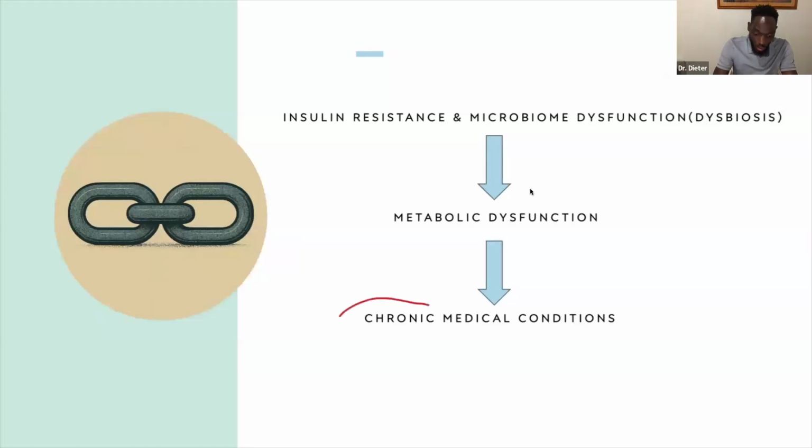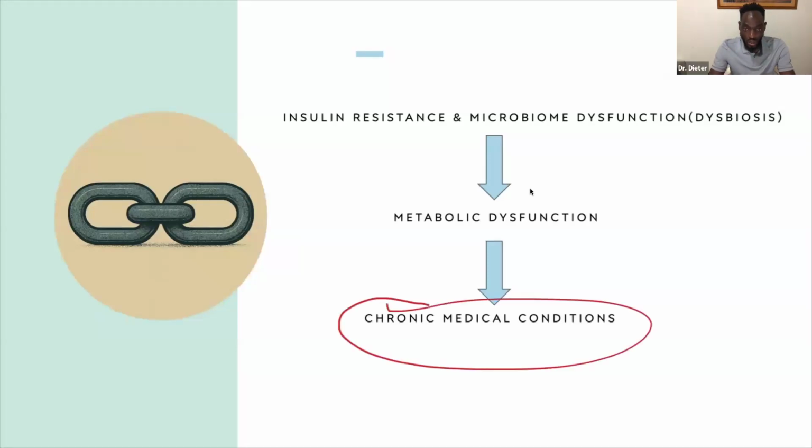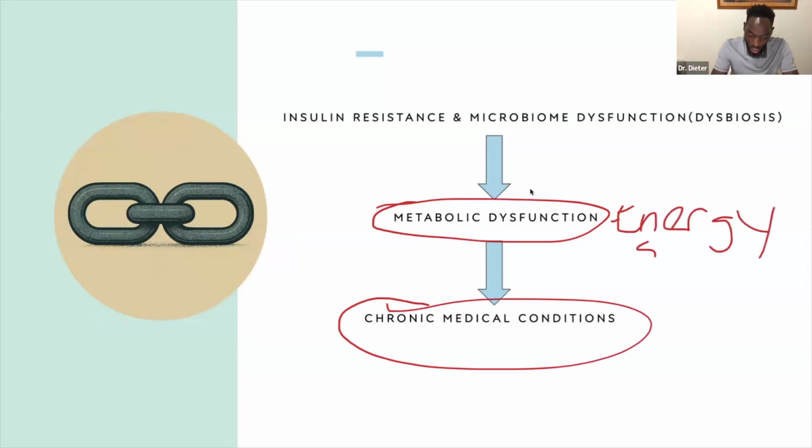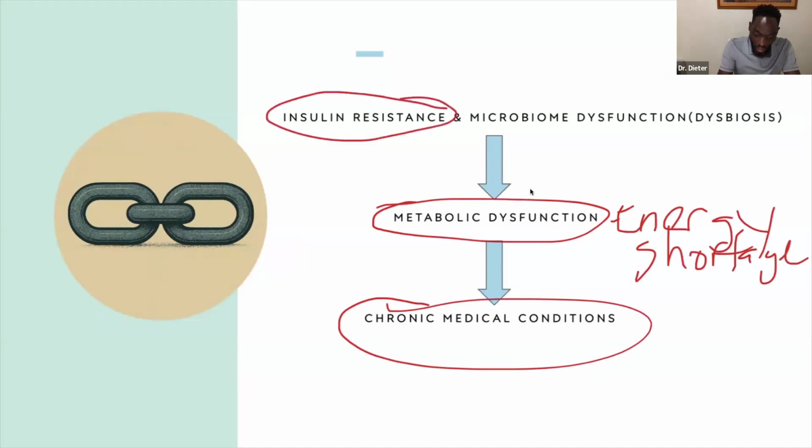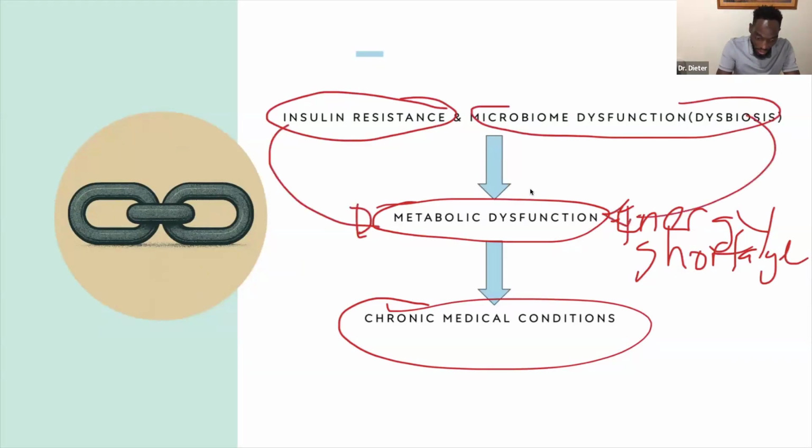So there is now more and more science that shows that the chronic diseases we face in modern day society come from something we call metabolic dysfunction. And metabolic dysfunction is just simply a fancy medical term to say energy shortage, okay? Energy shortage. And that metabolic dysfunction, energy shortage, is driven by two things: insulin resistance and microbiome dysfunction. Those two things cause energy shortage. That energy shortage then leads to all the chronic modern day diseases.